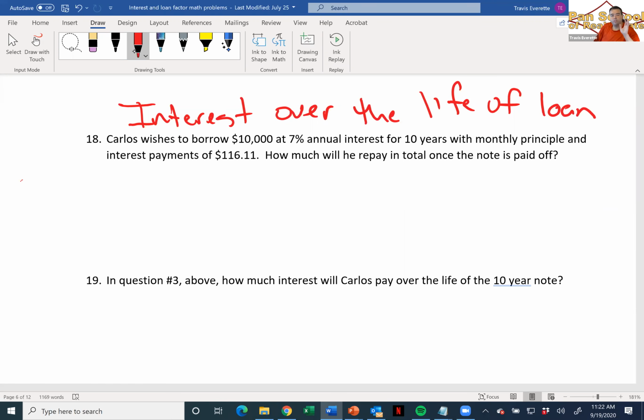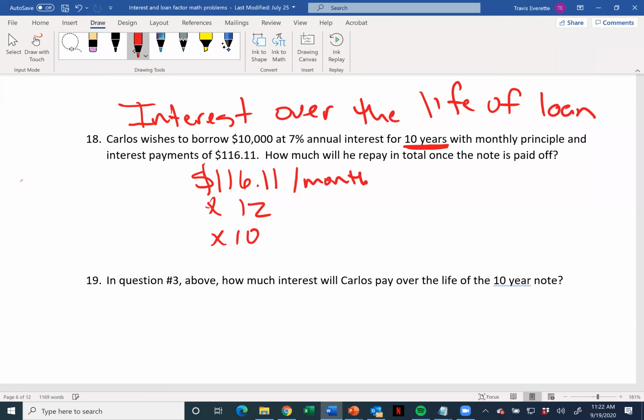Because we do so much math with the interest rate, people try to make these questions super hard and say, okay, I've got to use that 7% interest rate. Do I need to use that 7% interest rate here? Not at all. How much is the payment? If you want to know how much somebody's paying back, you just start at their payment. Aren't they giving us the payment? How much is the payment? 116.11, correct? Monthly, times 12 months a year, times 10 years.